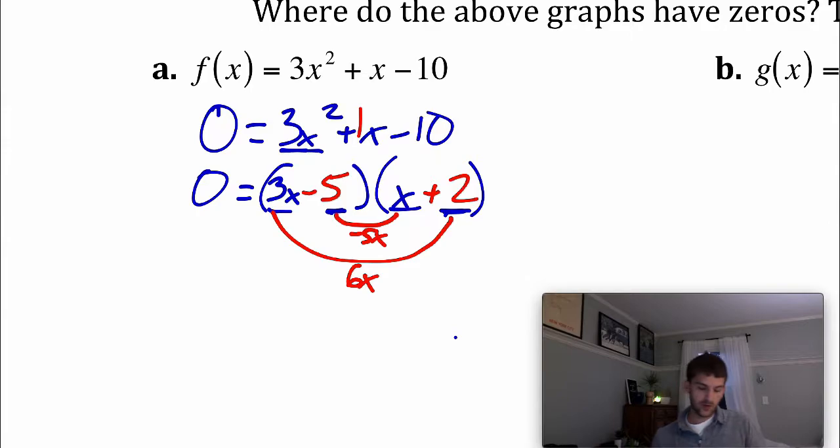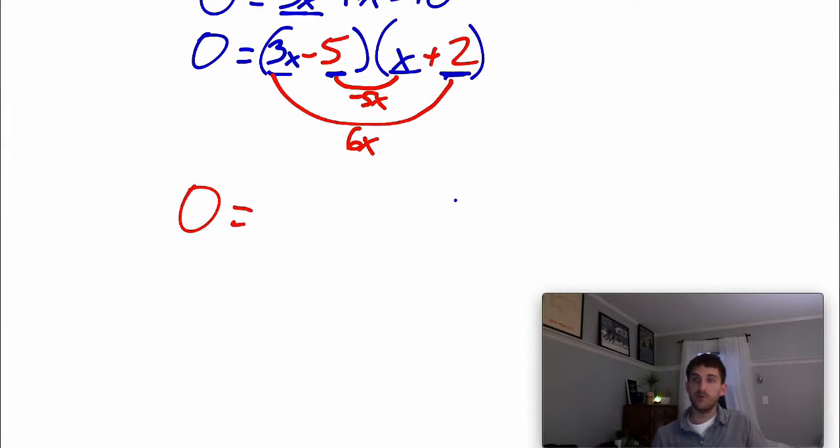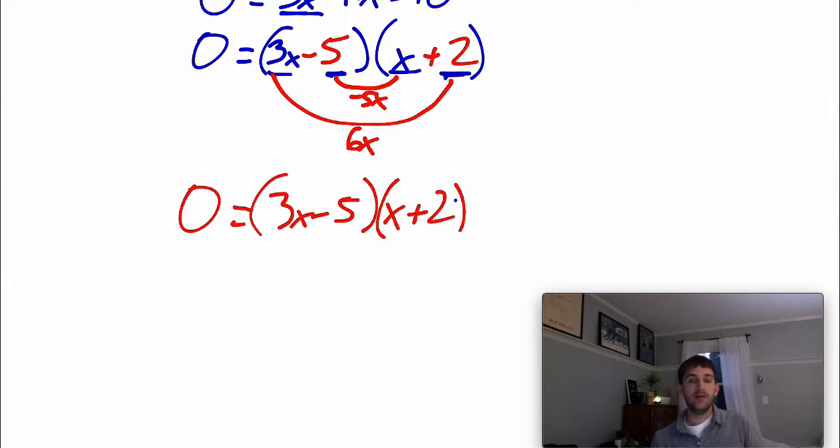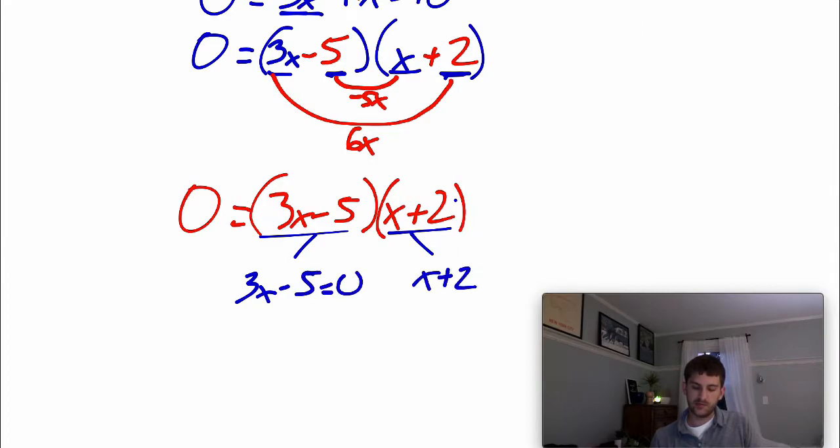So now that we have this broken down, I'm going to rewrite this just so we have a little bit more room to work. We got 3x minus 5 times x plus 2, and when those are all multiplied together, we get 0. Now, the zero product property says if we have one thing times another, then either that first thing has to be equal to 0, or the second thing has to be equal to 0. This is the zero product property. Anytime you have at least one multiplication going on equal to 0, then one of those factors must be equal to 0.